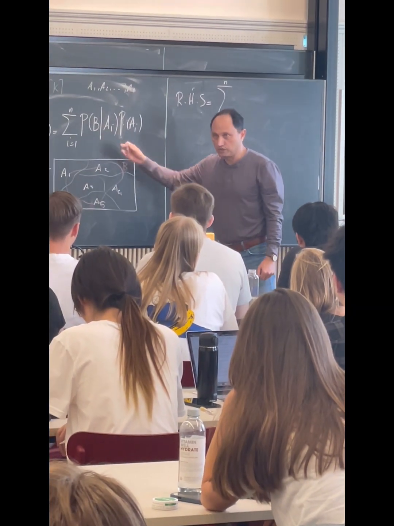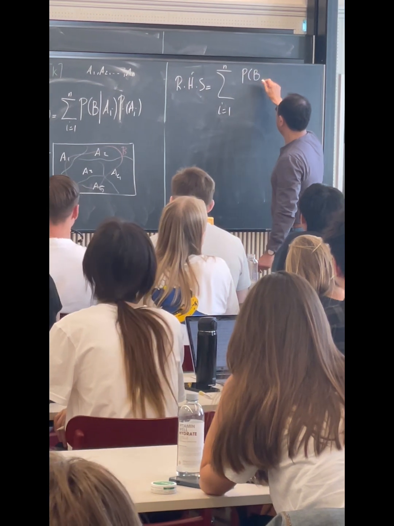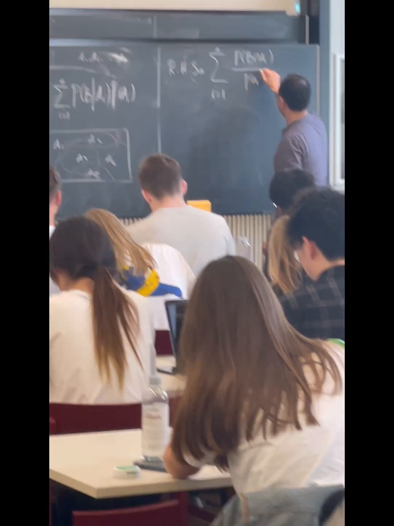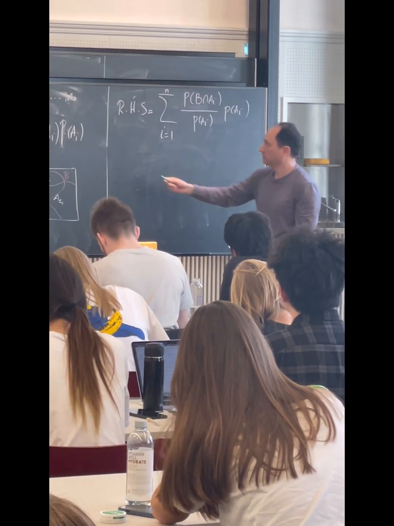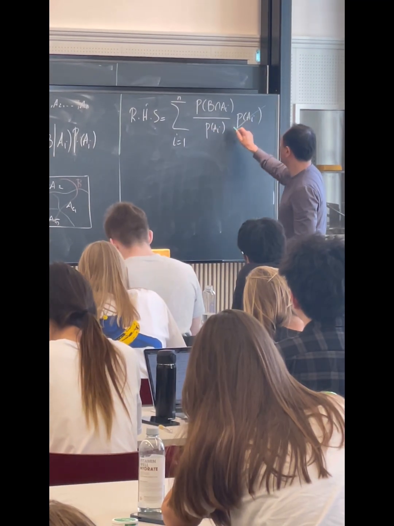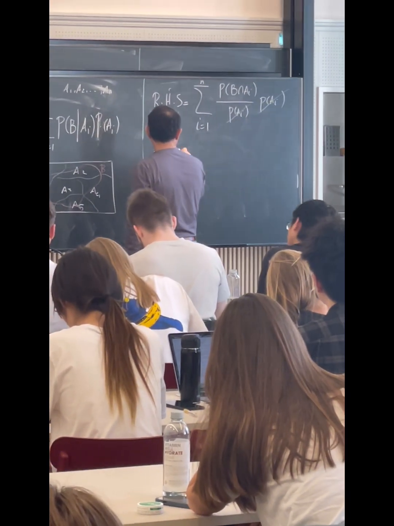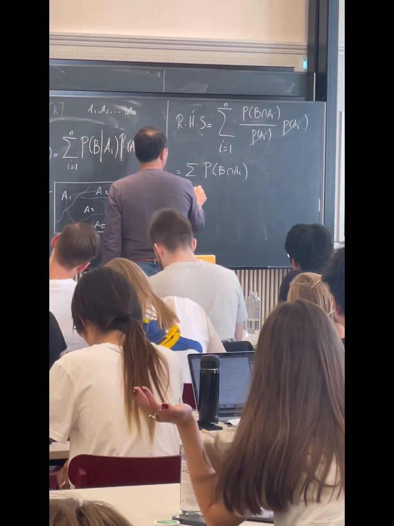The formula for this, yes. I start from the right-hand side. What is the formula? P(B ∩ Ai) divided by P(Ai), multiplied by P(Ai), yes? This one and that one cancel. And then it becomes what? The sum of P(B ∩ Ai), with i going from 1 to n.